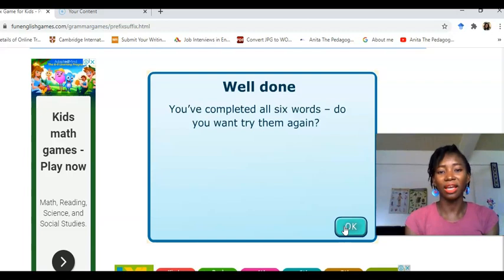So after everything has been done, then the student is congratulated. Well done, you've completed all 6 words. Do you want to try them again? And this gives the opportunity to students to even try the game and perfect it in case they were not able to do well at first. They have the chance to play with the words until they have been able to master the use of these prefixes, suffixes, having learned new words and also the meanings of these prefixes and suffixes.